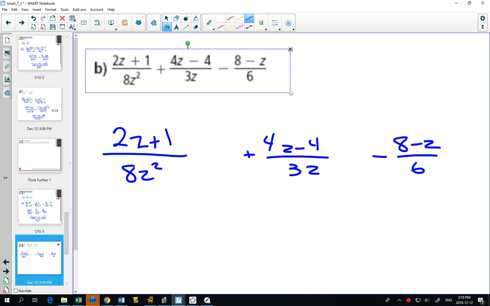So looking at our numbers, 3, 6, and 8. Common denominator? 24. So we would multiply this one by 3. Put brackets around here, put brackets around there. This one by 3. This one by 8 and 8. And this one by 4 and 4. Then looking at our variables, we need to get z squared. So this one's going to need z, and this one's going to need z squared.